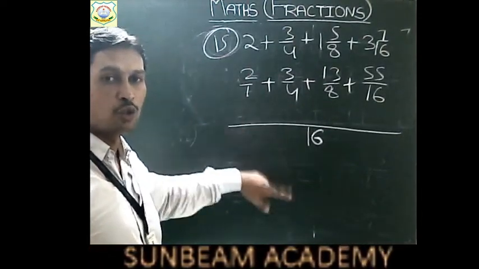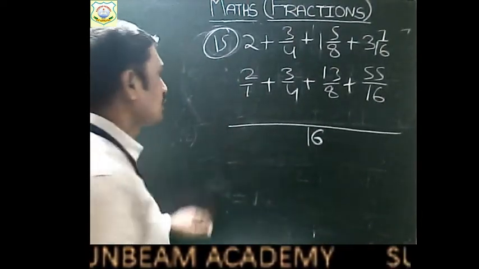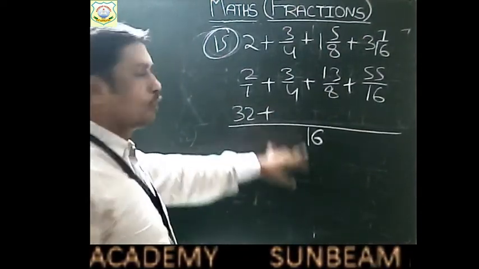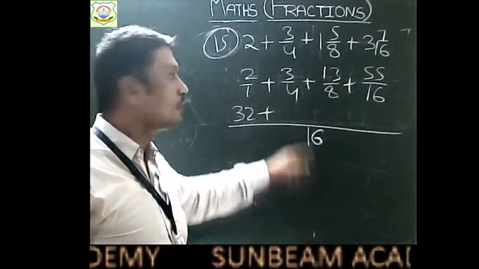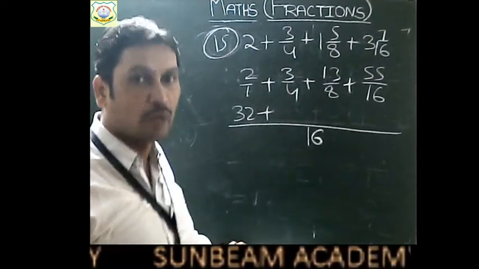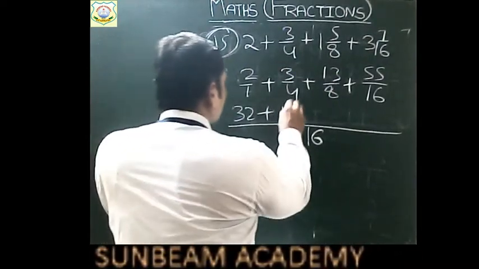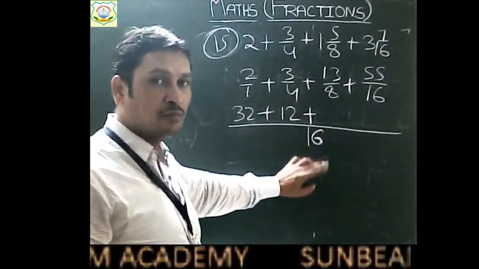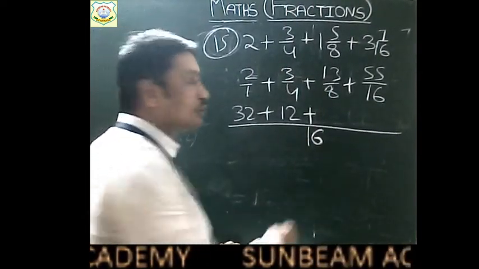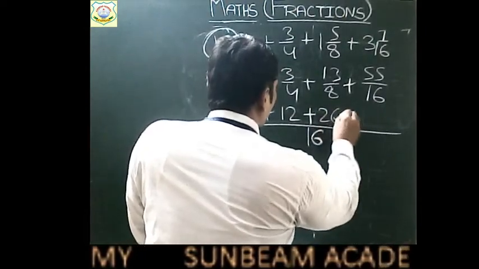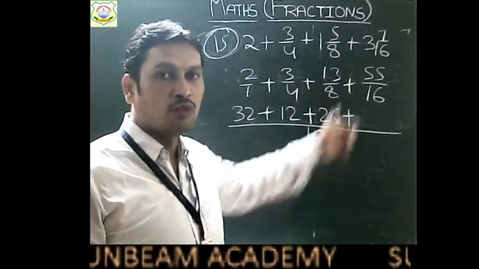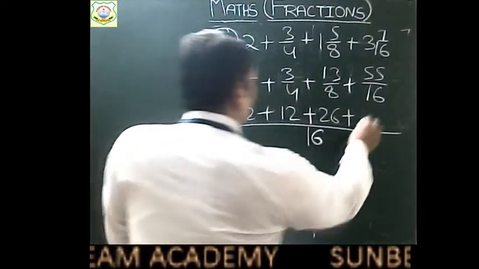Okay, multiply the quotient with the numerator 2. So 16 into 2 will give 32, plus 4: 4 sixteens, 4 will come. 4 into 3 will give 12. Right? Plus 8: 2 sixteens, 2 will come. And 2 into 13 will give 26. Plus 16: 1 sixteen, 1 will come. 1 into 55 will give 55.